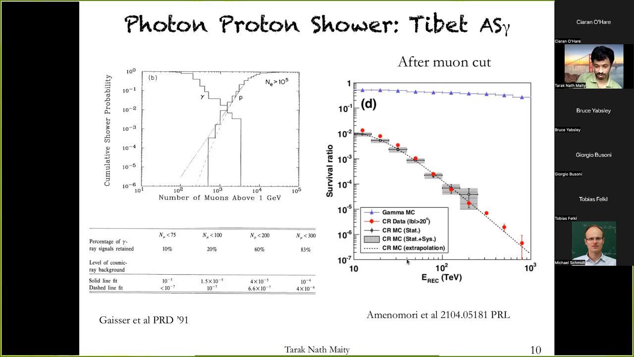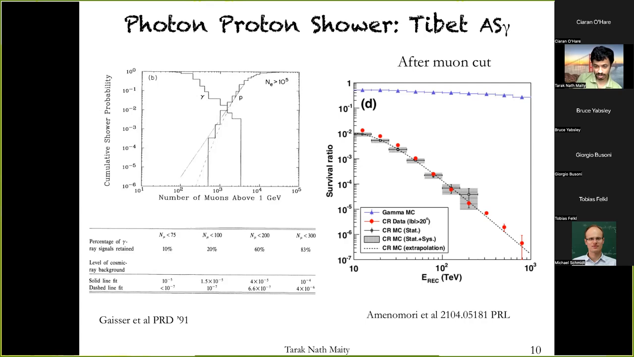So what has been plotted here is the reconstructed energy on the x-axis and the survival ratio on the y-axis. This black line is the survival ratio for the cosmic rays, and this blue line is the survival ratio for the gamma rays. In the regime of hundreds of TeV and PeV, which is what we are interested in, the survival ratio for the proton is around 10^-5 or 10^-6, and the corresponding survival ratio for the gamma ray is of order one. So essentially what you are left with is the gamma ray flux.